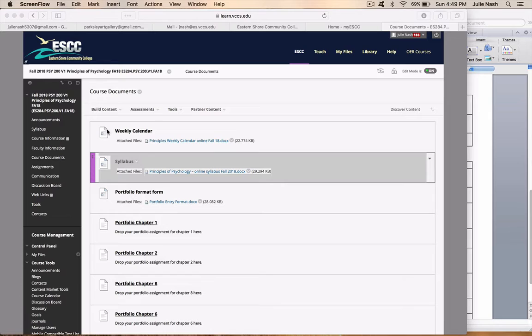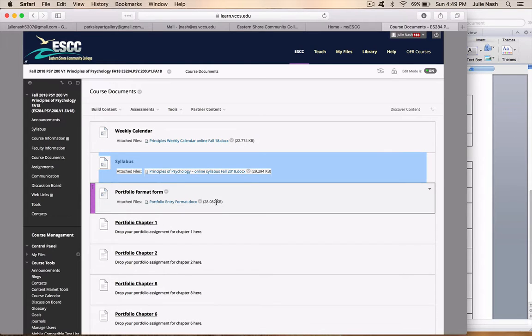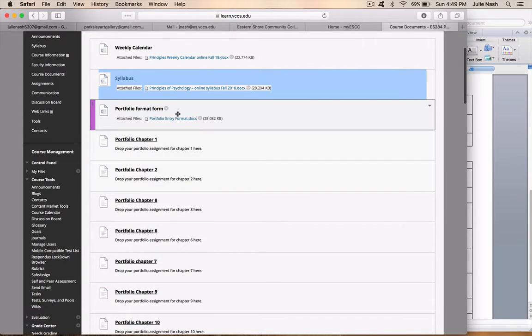So on your Blackboard, when you log in, come over here and click on Course Documents. Here you're going to find your weekly calendar, your syllabus, your portfolio form. I already went over those in the first video with you. Now you can take your portfolio form and fill it out. You can either type on it, or you can print it and fill it out by hand and then scan it back in. Just make sure that I can read it.